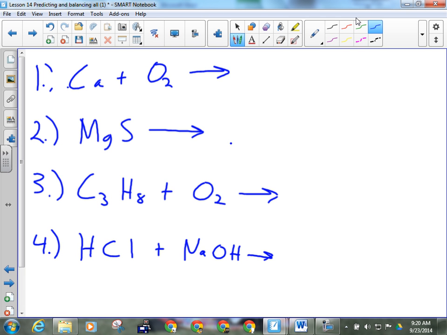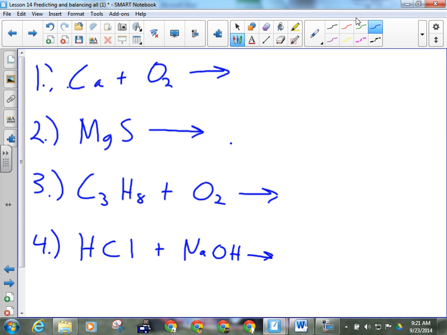Okay, so like we said, the first step in predicting the products of a reaction is to identify what type of reaction is going on. So let's look at number 1 here. In number 1, I have an element reacting with another element. What's the only kind of reaction that starts with 2 elements? Hannah? Synthesis.